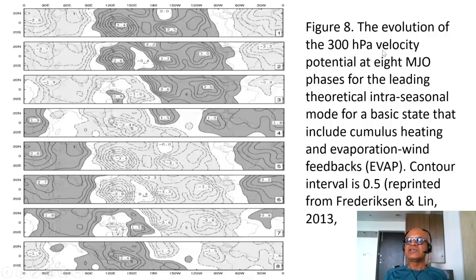This is the evolution of 300 hectopascal velocity potential at 8 MJO phases for the leading theoretical intraseasonal model for the basic state that includes cumulus heating in the deep tropics, which is needed to generate the waves, and evaporation wind feedbacks. So that's kind of the main processes this model argues for in terms of reproducing the observed velocity potential propagation with the MJO phases.